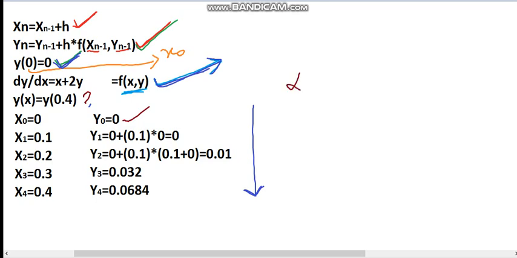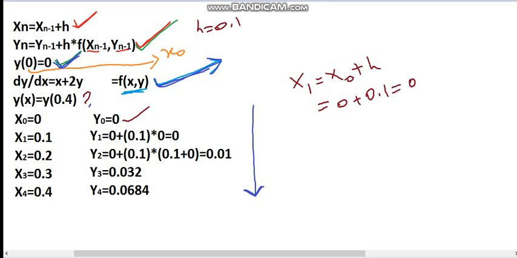We already know that x1 will be equal to xn minus 1, that is your previous x value. That means x1 will be equal to x0 plus h. x0 is nothing but 0, and h, for example, let's take h equal to 0.1 for this case. So this will become 0.1, and your x1 is nothing but 0.1. So that's what we have given here.